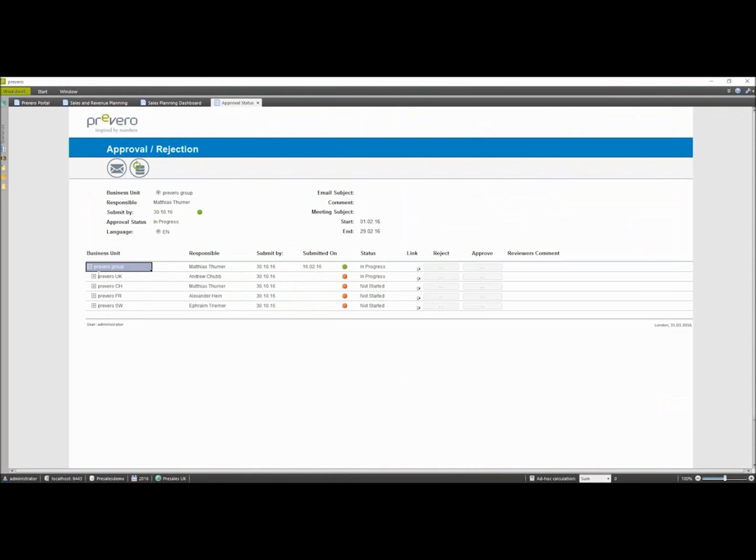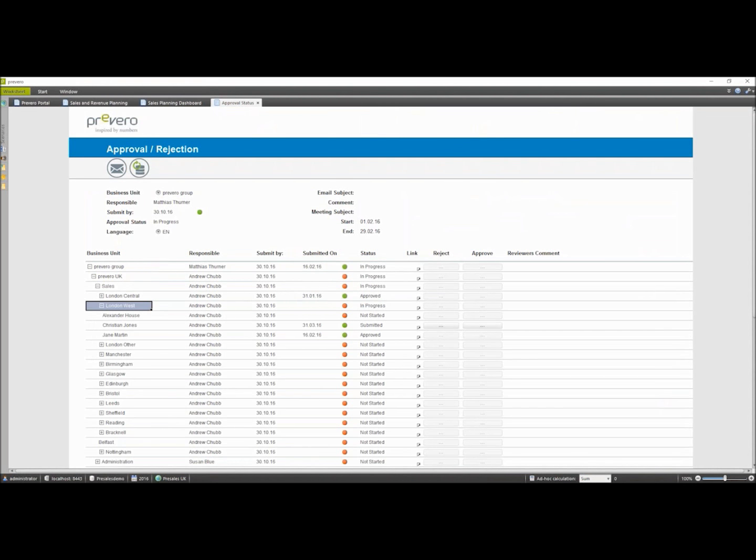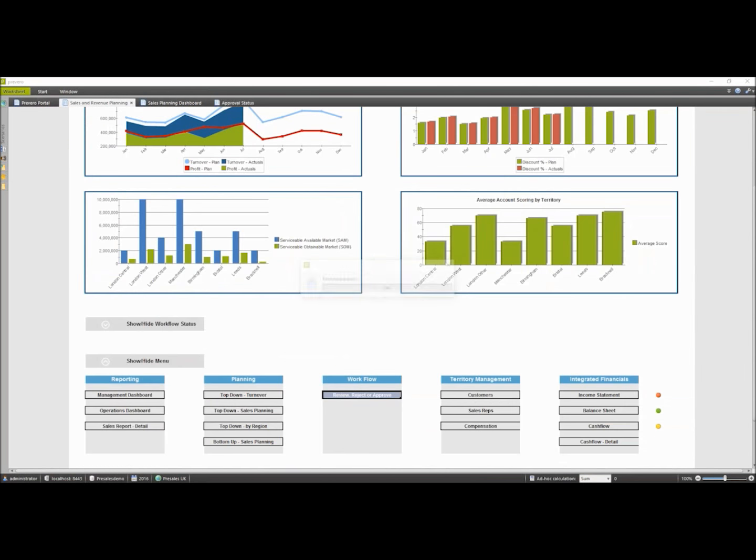So in terms of other aspects around sales planning, you've got the territory management, managing sales reps. Here we have an example of how we might want to manage our customers. So this information here could come from our CRM solution. We can manage it directly in Prevero. It's entirely up to you.